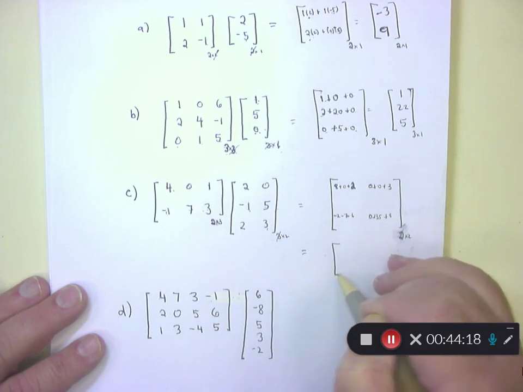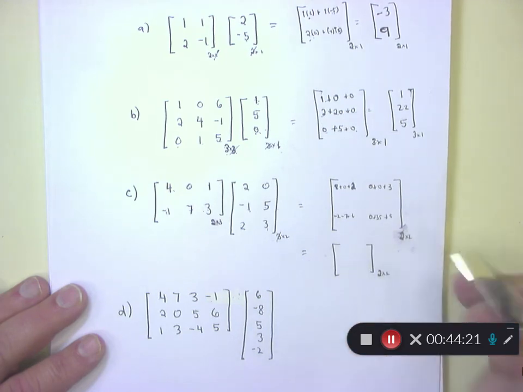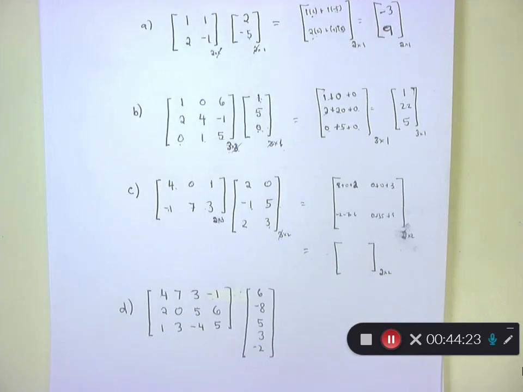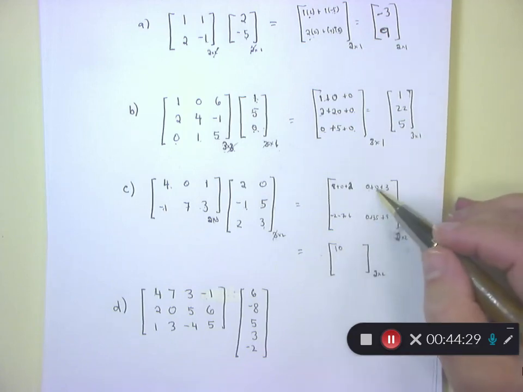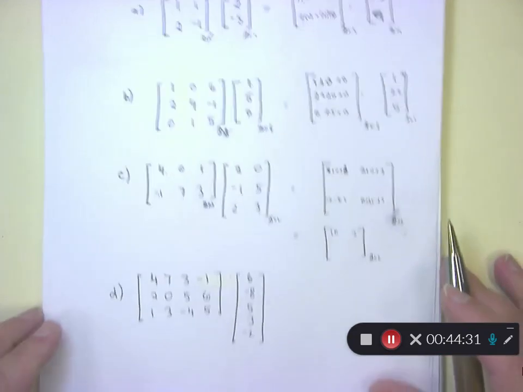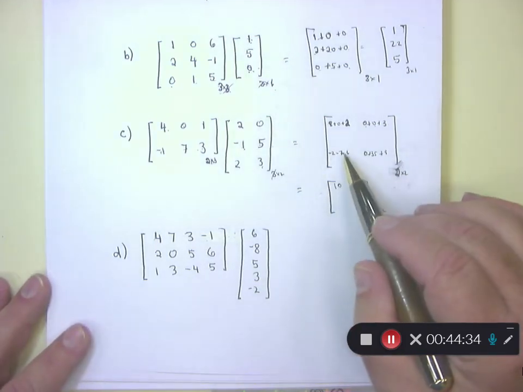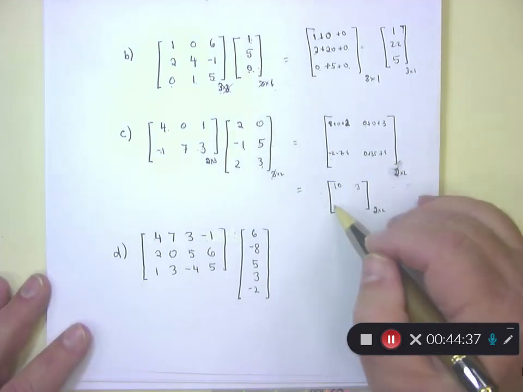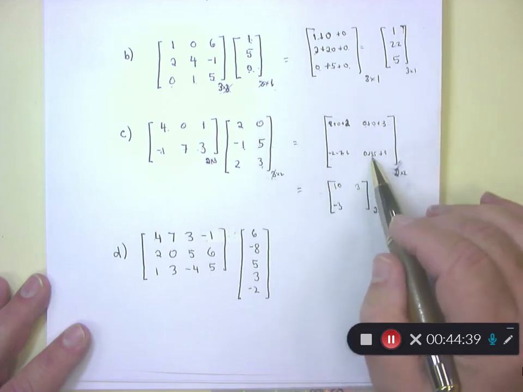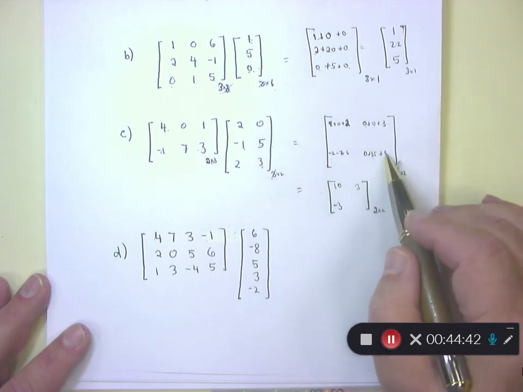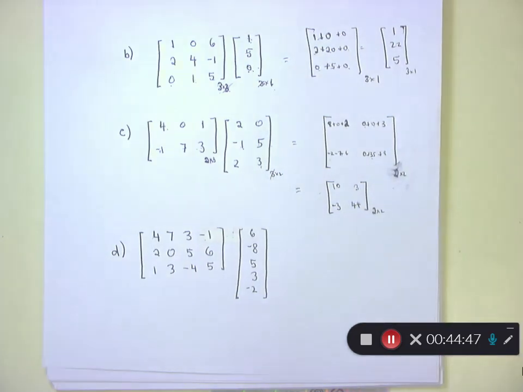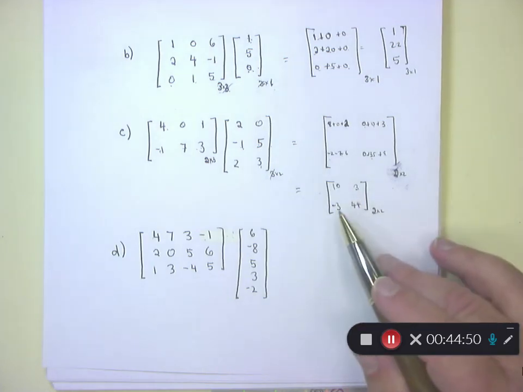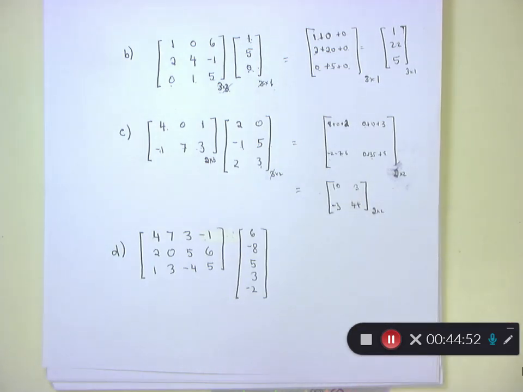So what do I get for my resultant matrix, which is 2 by 2 here? I end up getting this. 8 plus 0 plus 2 is actually 10. 0 plus 0 plus 3 is 3. -2 plus -7 is -9 plus 6 is -3. And 0 plus 35 is 35, and 35 plus 9 is what? 44? So I get the matrix 10, 3, -3, 44, 2 by 2. Does that make sense? Look at the next guy.